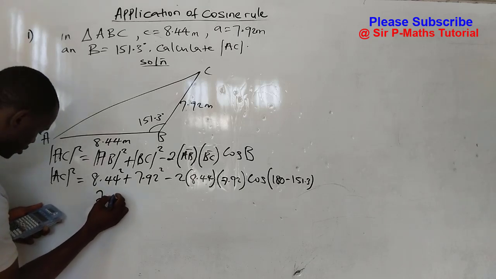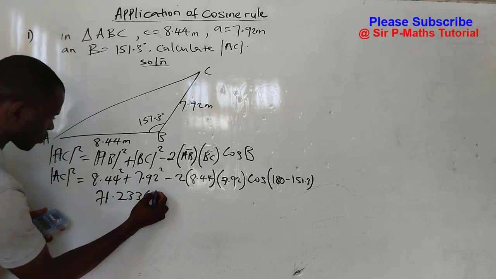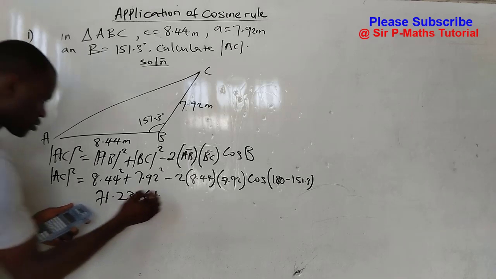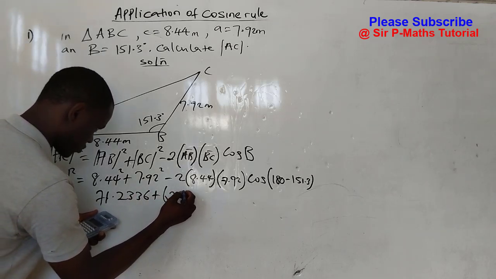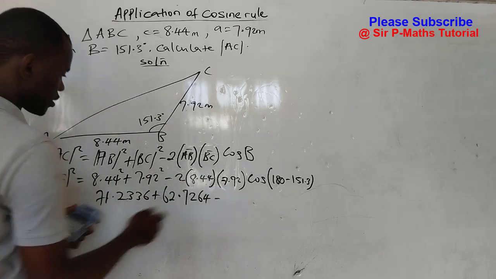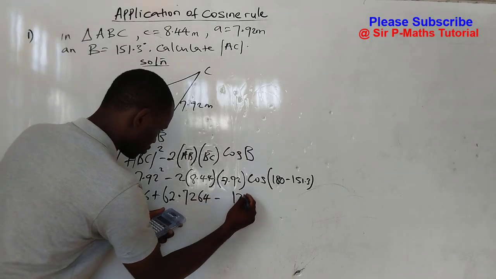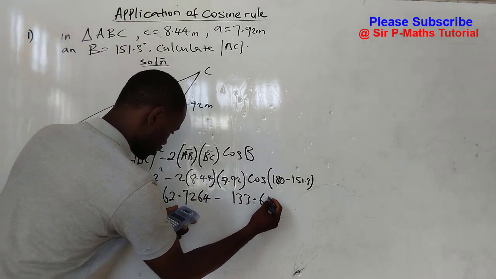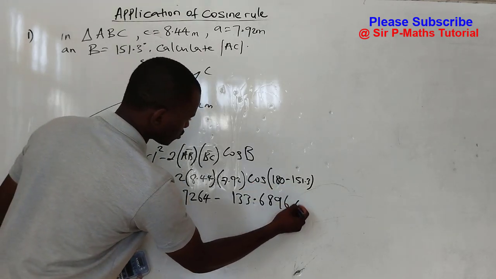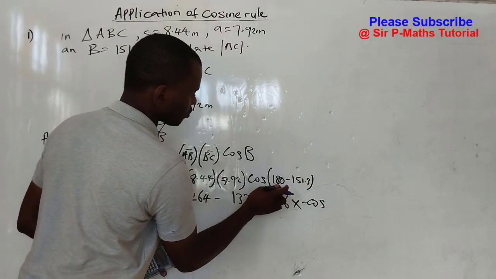This will give me 71.2336 plus 62.7264 minus 2. Multiply these two guys. All right, this will give me 133.6896 cos this guy. Now this will be multiplication of minus cos. Subtract this guy from 180.